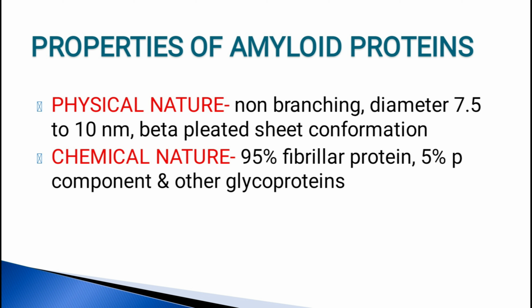Let's see about the physical nature of amyloid. It is a continuous non-branching fibril. Approximately it has a diameter of about 7.5 to 10 nanometers, and the structure of amyloid is beta pleated sheet conformation. Next, the chemical nature of amyloid. About 95% of the amyloid is made up of fibril protein, and the remaining 5% is made up of P component and other glycoproteins.